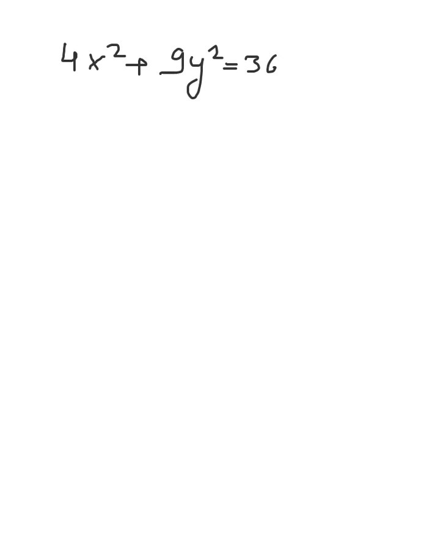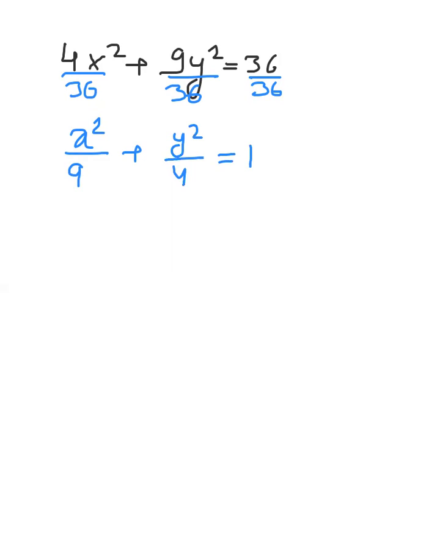So we divide both sides by 36. It becomes x square upon 9 plus y square upon 4 equals 1. That could be written as x square upon 3 square plus y square upon 2 square equals 1. Always keep in mind a will be greater than b.